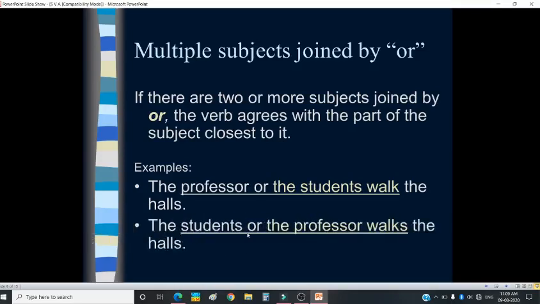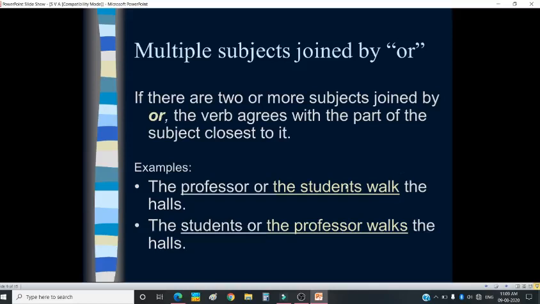Anyway, let's look at it. The students or the professor walks the halls. What is the difference here? In this case, we have to consider the subject just before the verb. There are two subjects, professor and students, but which one do we consider? The subject just before the verb. Where is the verb here? Here is the verb, walk. Then we have to consider the subject immediately before the verb.